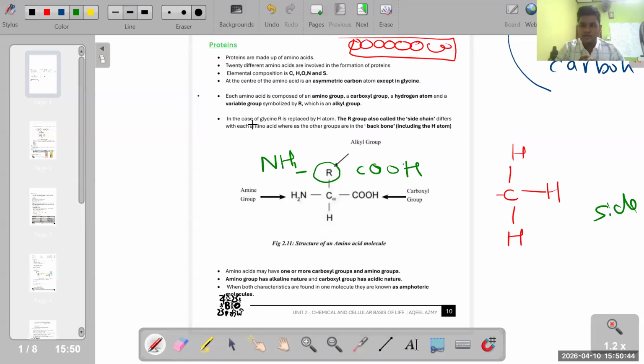Now, if they ask a question related to proteins, you should include them depending on the question they have asked. If they ask, explain briefly the characteristic features of proteins, you should include all of them, and you should draw the diagram as well. For drawing the diagram, they'll be giving marks, right? For drawing, they'll be giving a mark. For labeling, they'll be giving a mark, right?